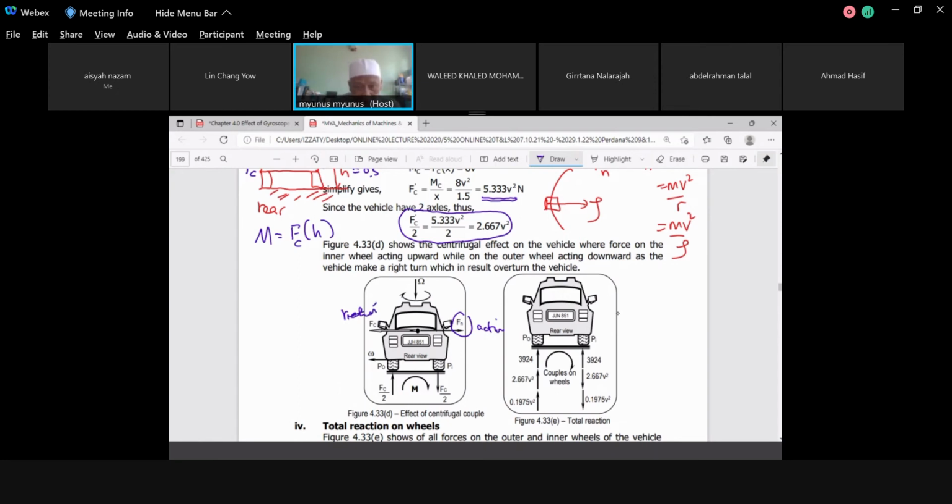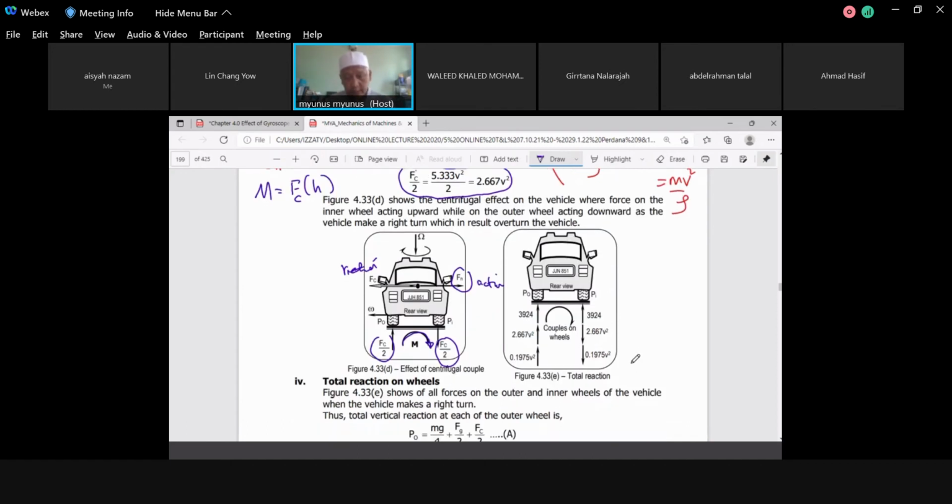So this one is, because you turn to left, you have this one, and again, it's this one. You have this one. You put it there. You have FC. You have another FC, and your FC is 2.667V squared. So now you have three forces: one static, one gyroscopic, and the other one centrifugal. Then you add them up together and put them on the wheel. So you found this one for the outer wheel.